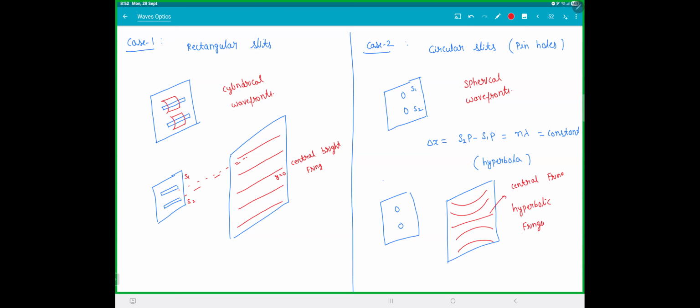So that is a JEE question. In the YDSE experiment, what is the shape of the fringes? Hyperbola. The options were straight line, circle, parabola, hyperbola. There, technically, that is the whole theory of YDSE.